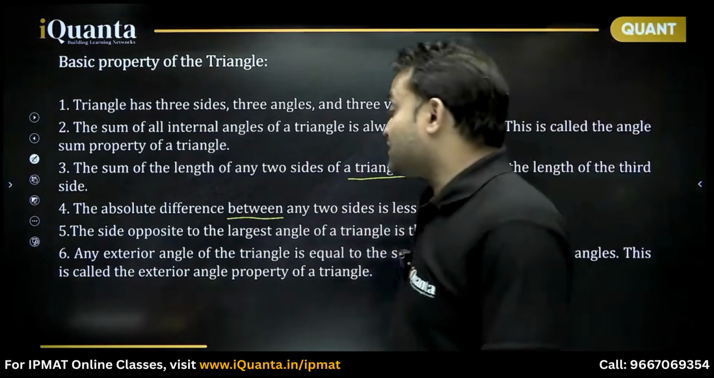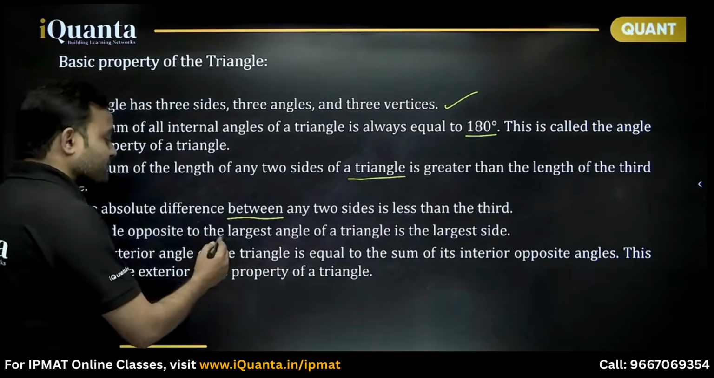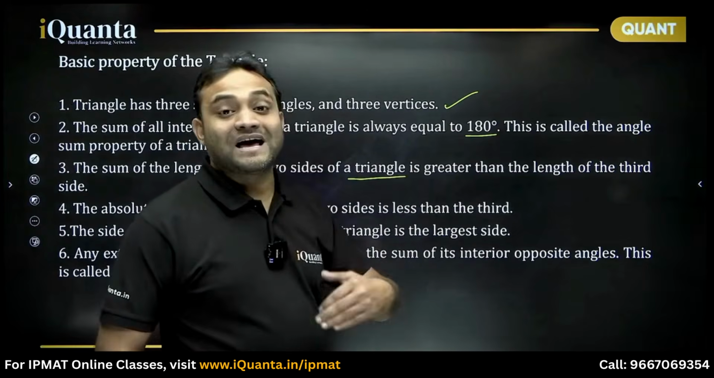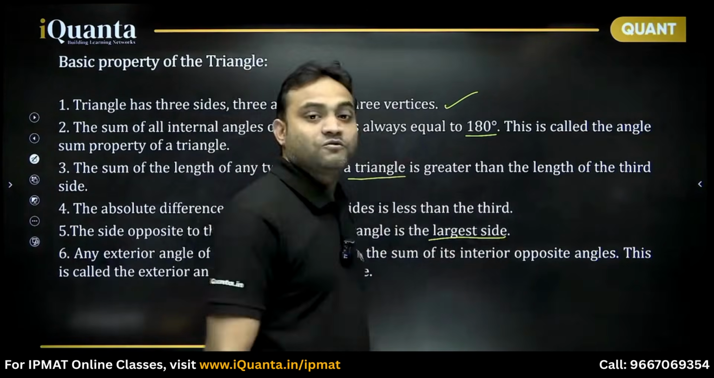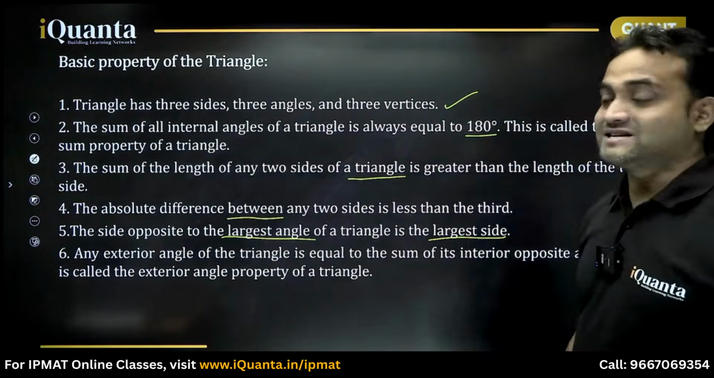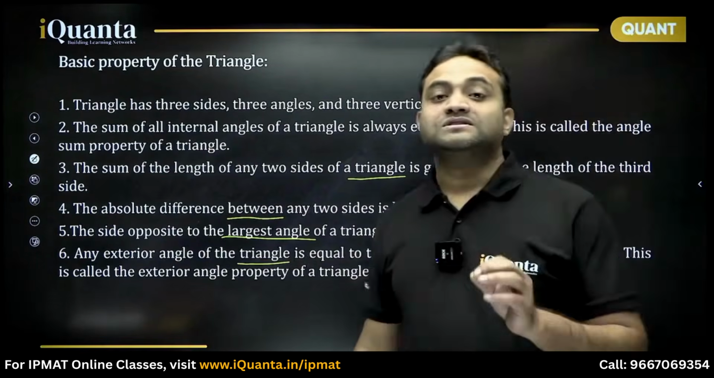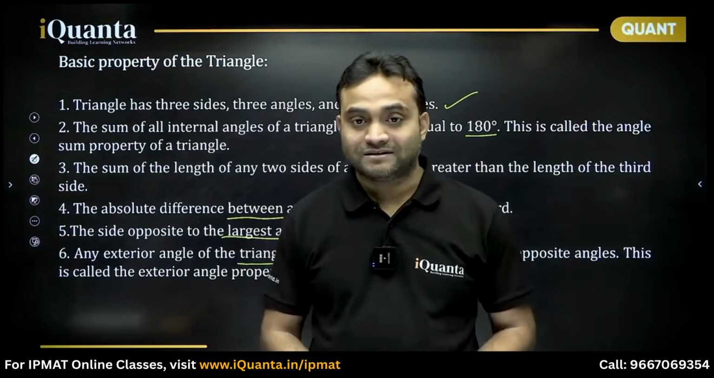Then we learned about the relation between angles and sides. If any angle is the largest out of the 3 angles, then the side opposite to that angle will be the largest of all 3. And the last point, which says any exterior angle of a triangle is equal to the sum of its two opposite interior angles.